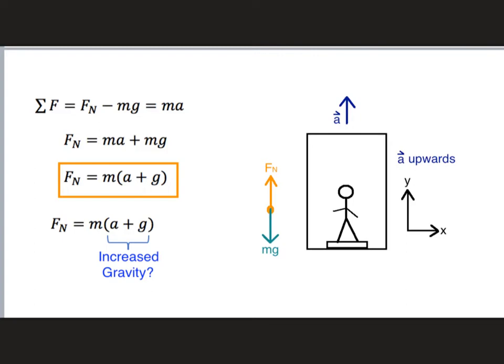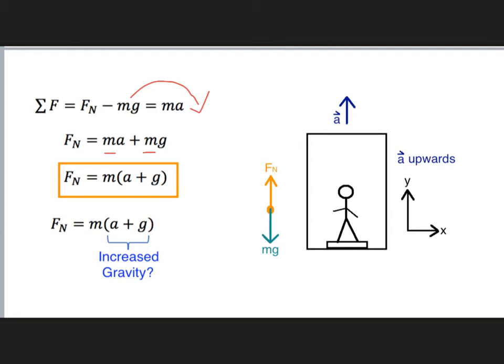I can take my normal force and solve for it. I move the mg over there, and I get that the normal force is ma plus mg. I can factor out an m because there's an m on each term, and that gives me the normal force is m times quantity a plus g. Now, when the elevator is not accelerating, when a is equal to 0, you get the normal force is equal to m times little g. So what's effectively happening, it's like gravity is being increased.